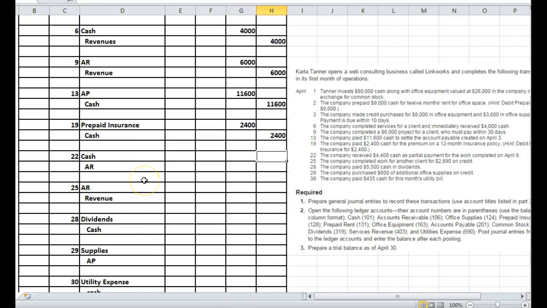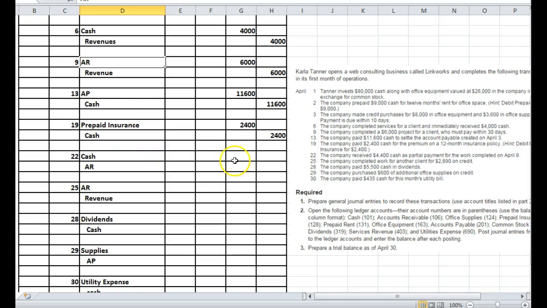So now we look at the 22nd. Can you just see how this proceeds? I'll do one more and I'm going to let you finish off the rest because these aren't difficult. The company received $4,400 in cash as a partial payment for the work completed on April 9th. Well, what happened on the 9th? Oh, they charged something in accounts receivable.